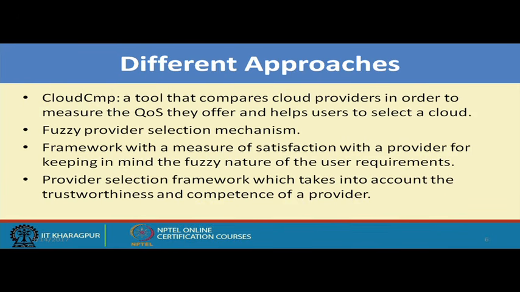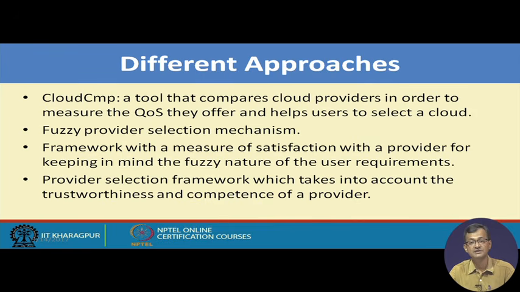There are different approaches people have tried, and a few of them are here. One is CloudCMP, a tool that compares cloud providers in order to measure the QoS they offer and helps users to select a cloud. So, there is a tool which compares the cloud providers to measure the quality of service they provide, and based on that, a user or customer can select a cloud. There can also be a fuzzy provider selection mechanism.